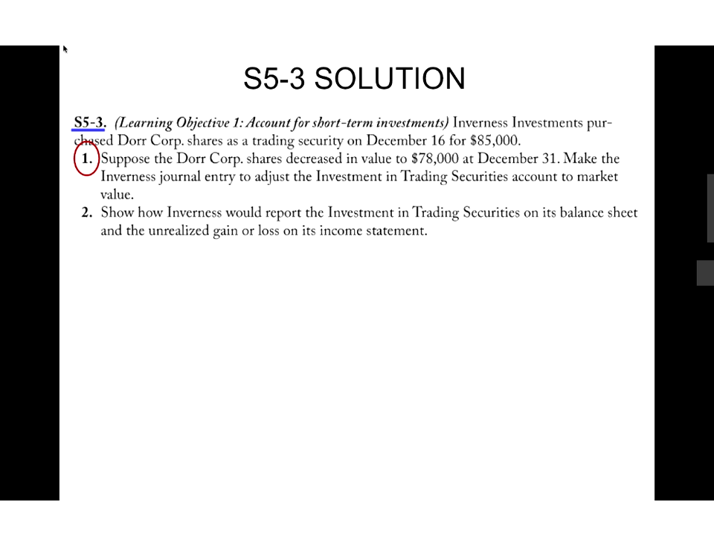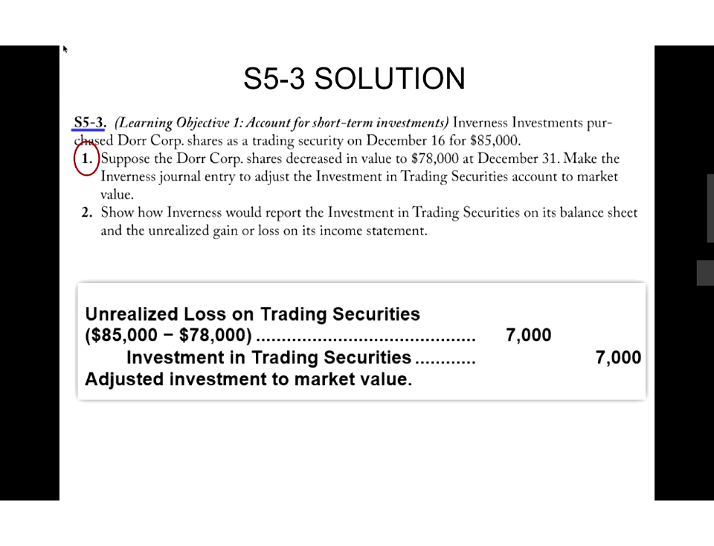It's unrealized because we're still holding it, so that word unrealized needs to be in there. And the cost was 85. It's now worth 78, so that means a loss is involved because it's now worth less than what I paid for it. So when I'm doing the journal, I'm going to debit an unrealized loss because a loss works like an expense. For $7,000, I'm going to credit investment for the $7,000.